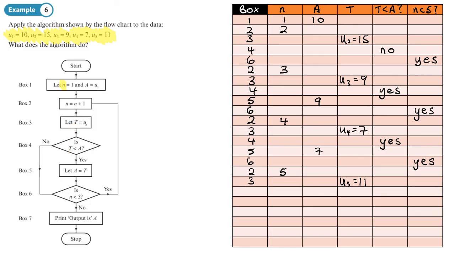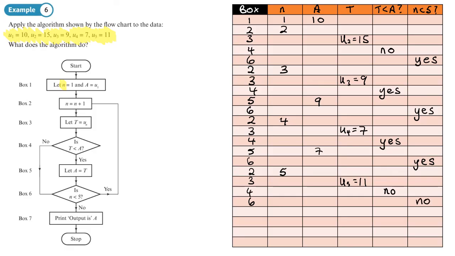Right, box number 4. Is T less than A? The answer to that is no. Since the answer is no, we go around this way, and we went that way right at the very start. And then it's is n less than 5, so this is box number 6. Is n less than 5? The answer to that is no.